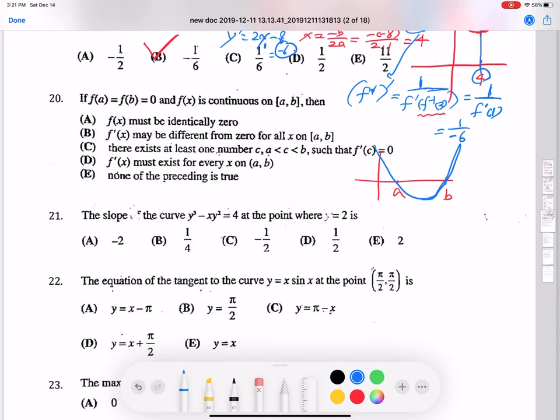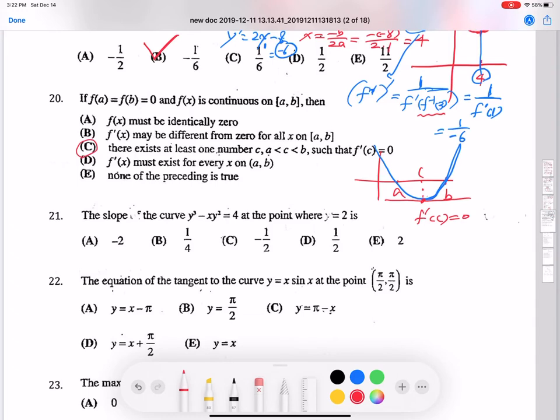C, there exists at least one number c between a and b. Something like this, right? At this point its slope is 0. If there's a c, f prime of c is 0. c is between a and b, right? It is a possible answer. Okay, I don't say this is the answer yet.